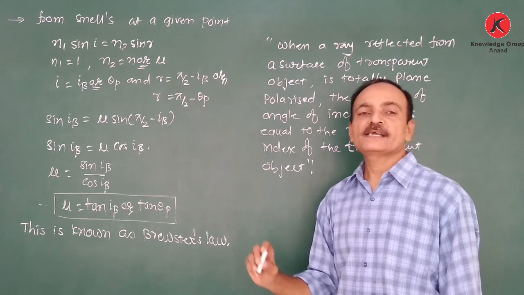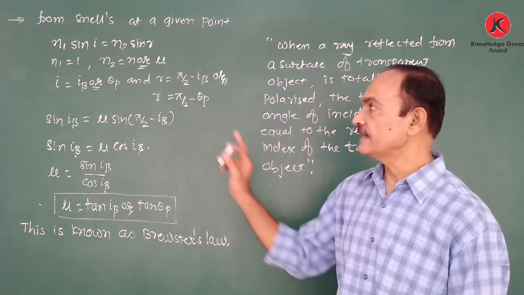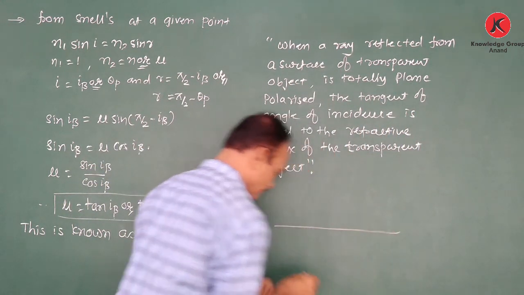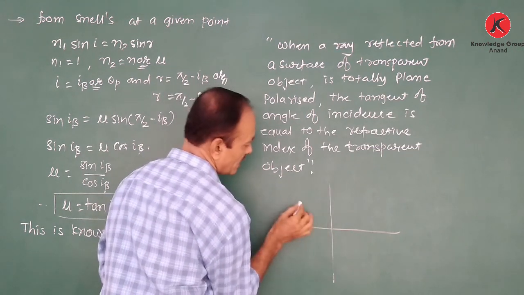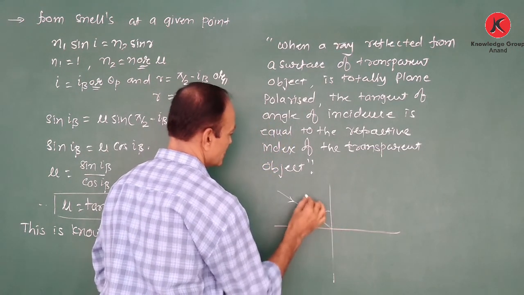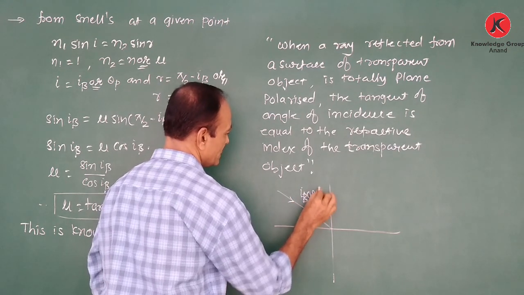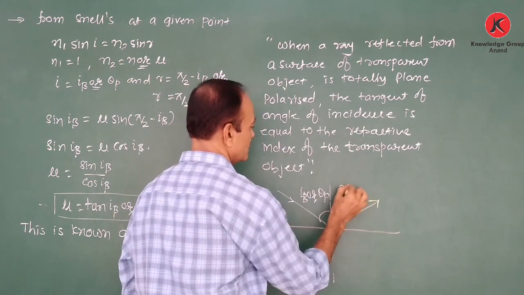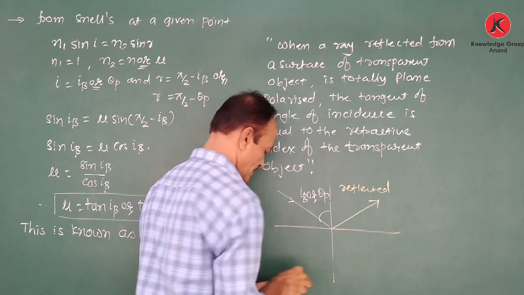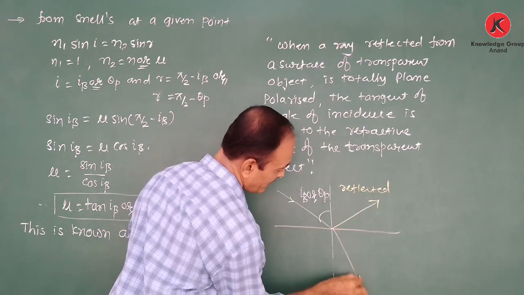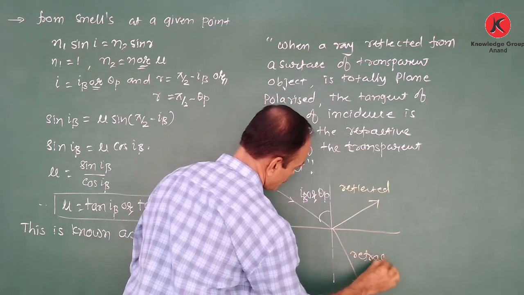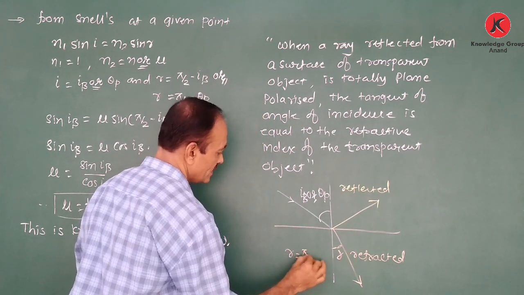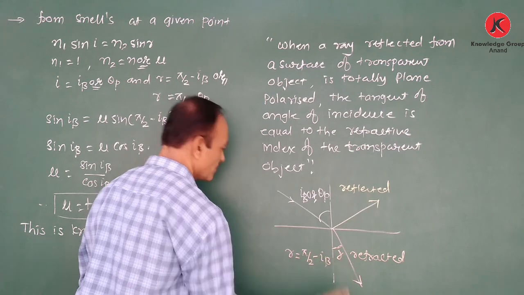Now we are obtaining the BREWSTER'S law. For that purpose, we apply Snell's law at a given point. We draw the diagram this way: the incident ray, with the angle of incidence iB or theta p, and the reflected ray. The angle of reflection is r, and r is equal to pi by 2 minus iB, or theta p.